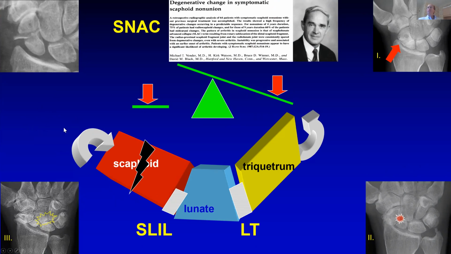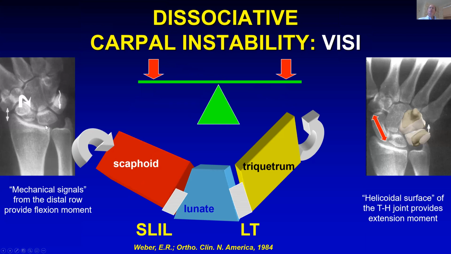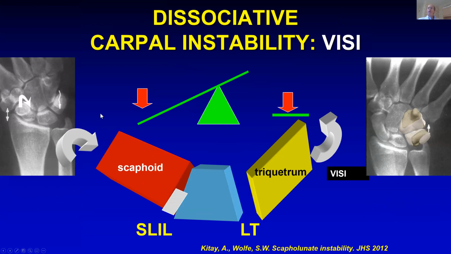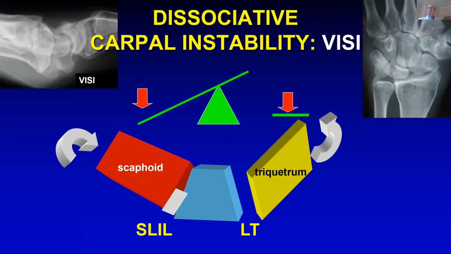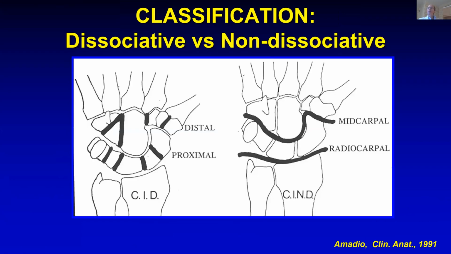A similar situation can occur with traumatic disruptions on the ulnar side of the wrist. With disruption of the lunotriquetral ligament and some of its surrounding critical ligaments, the scaphoid and the lunate tip into flexion, also called VISI. Thus, we have two major classes of carpal instability as defined by the site of ligament injury, either within the rows or between the rows. Non-dissociative instabilities are more difficult to understand and reproduce, and we'll go there now.